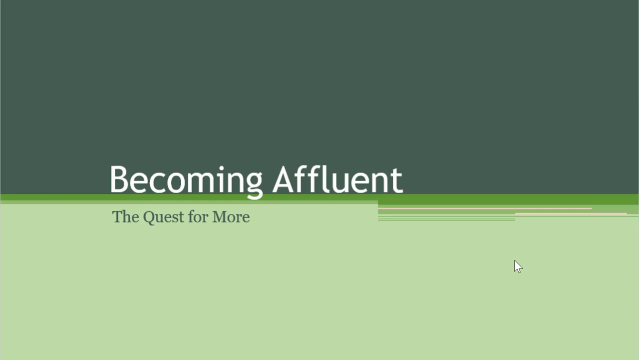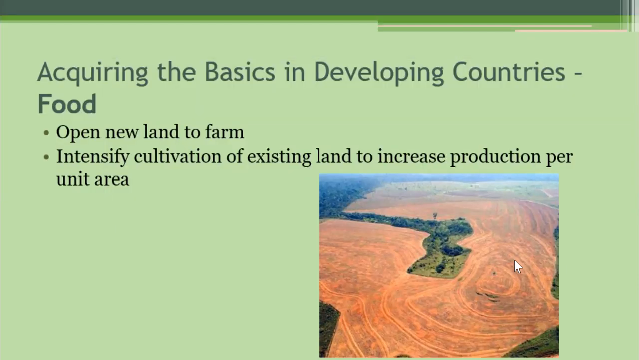And so let's talk about that in terms of the basics. And this is all stuff we're going to talk about throughout the class. So this is just a quick overview of what people do to acquire food, or to acquire shelter or any of these things. When you're acquiring the basics in developing countries, it looks different than it does in industrialized, developed countries. But still, with that rise in affluence, we're wanting more consumption.